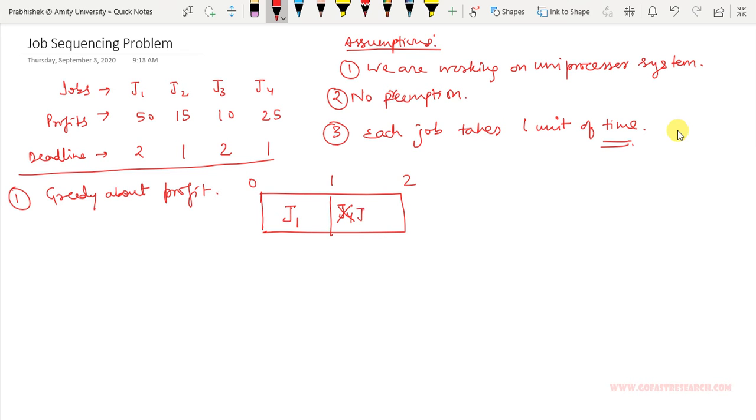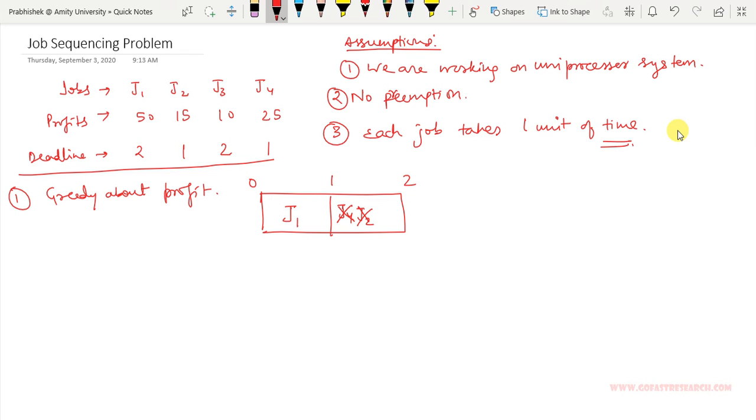Now which has the third highest profit? J2. Now we will execute J2. But can we execute J2? Its deadline is also 1, which means it must be completed within the first month. But the first month is already taken by the J1 job, so this job also cannot be executed on the second month.